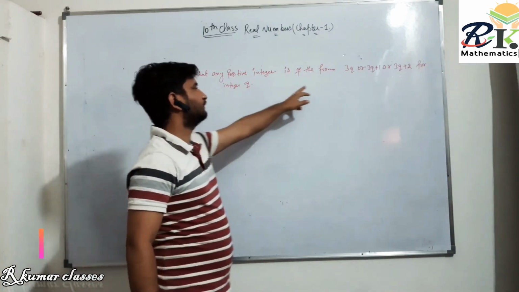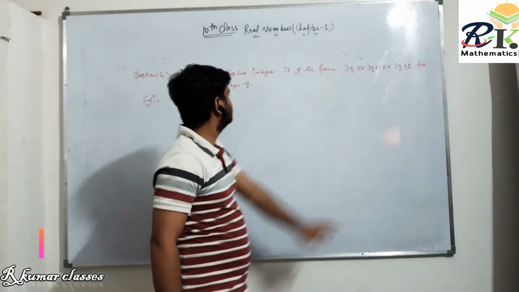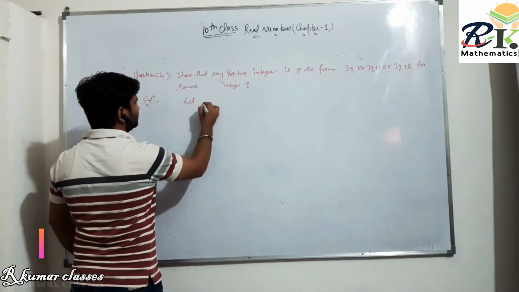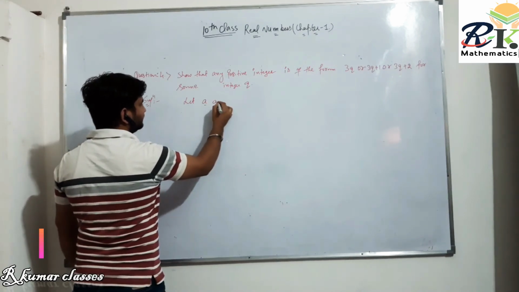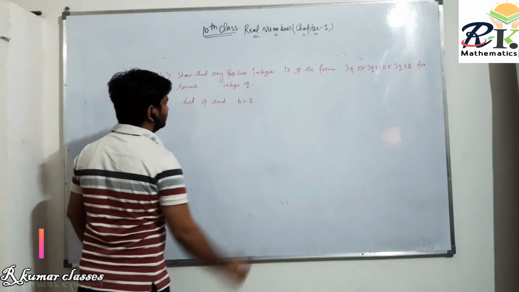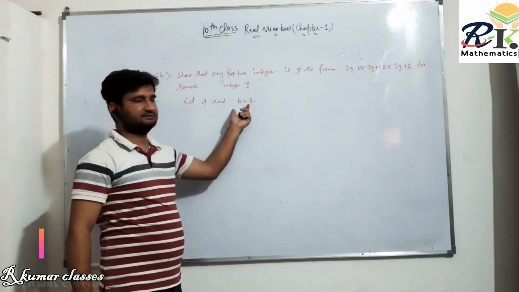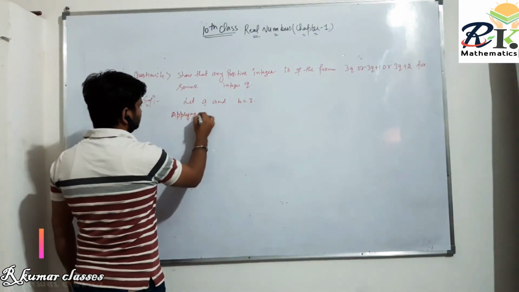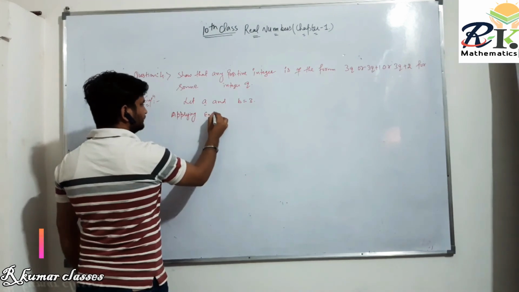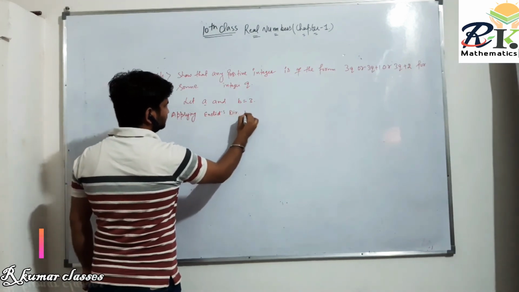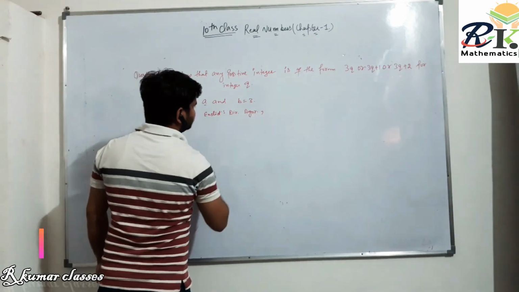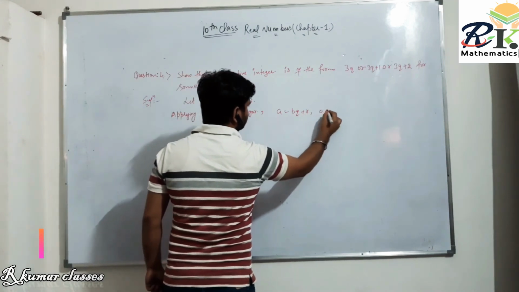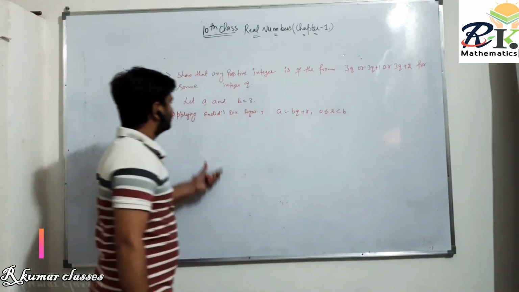Show that any positive integer is of the form 3q or 3q plus 1 or 3q plus 2 for some integer q. So we have to show this. So we are taking a positive integer a, and b is equal to 3. By applying Euclid division algorithm, according to this algorithm, a is equal to bq plus r and 0 less than or equal to r less than b, according to this lemma.